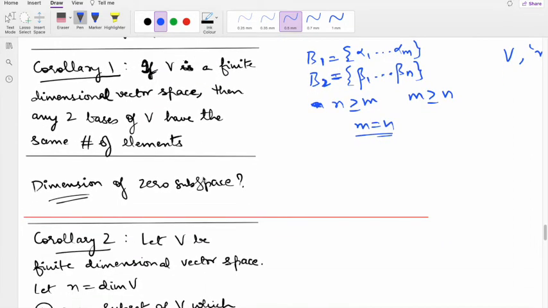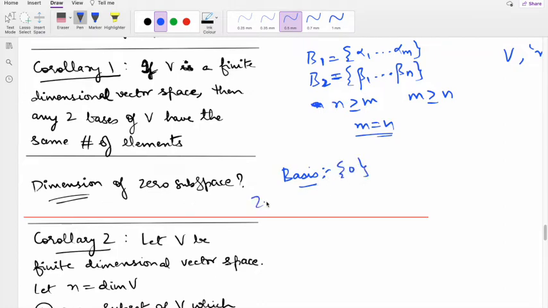Now let's look at something. We saw that the zero subspace is a special subspace of all the vector spaces, which exists for all vector spaces. So what could be the dimension of this zero subspace? First of all, the idea is that this basis, for example, cannot be the element 0.